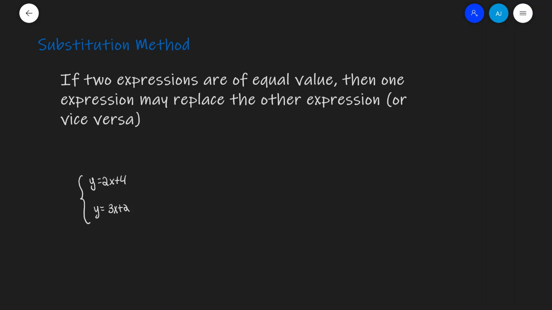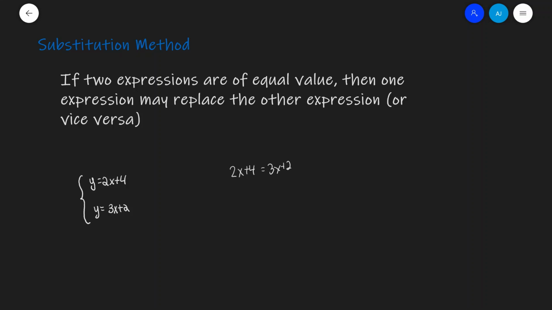So for example, we have two equations in the system where y equals 2x plus 4 and y equals 3x plus 2. As you can see, both expressions are equal to y, right? So if both are equal to y, you can make them equal to each other. So the equation to solve would now be 2x plus 4 equals 3x plus 2.